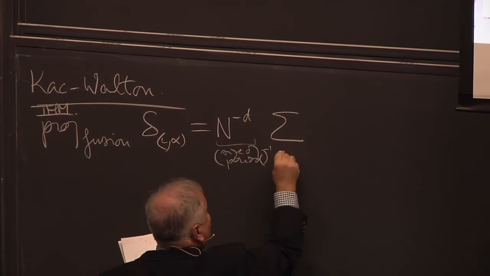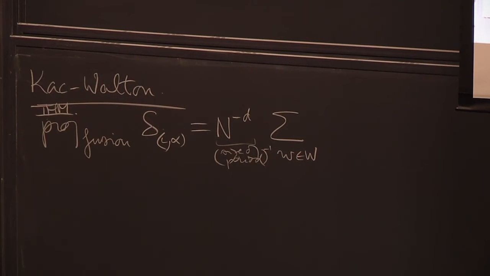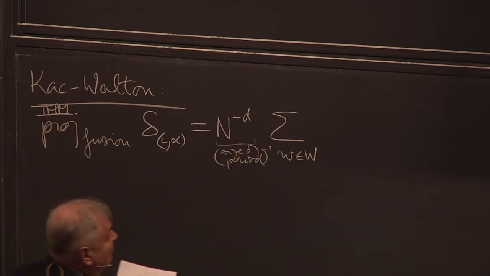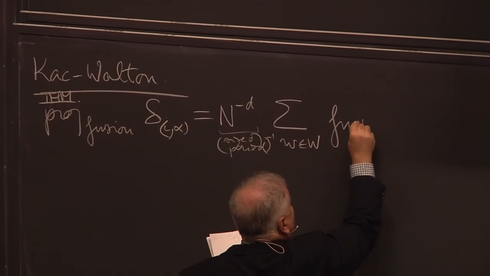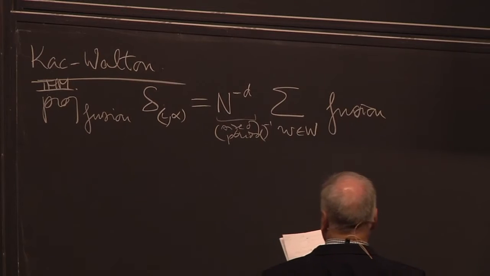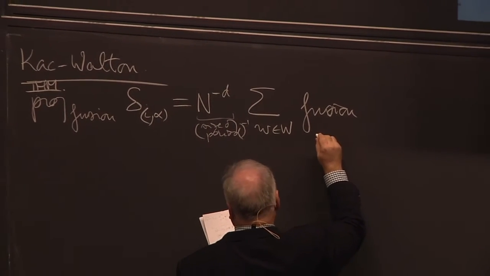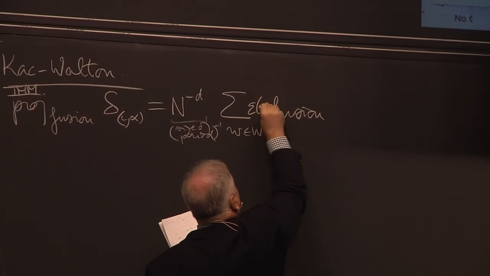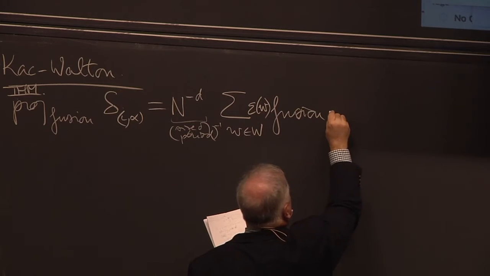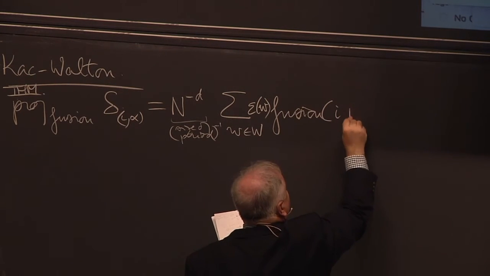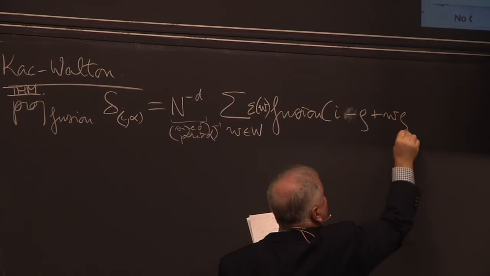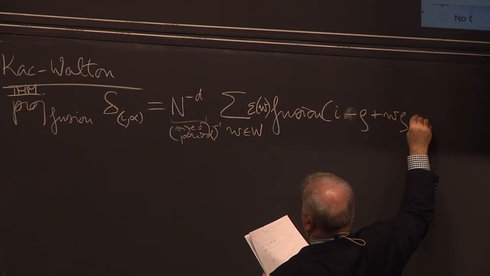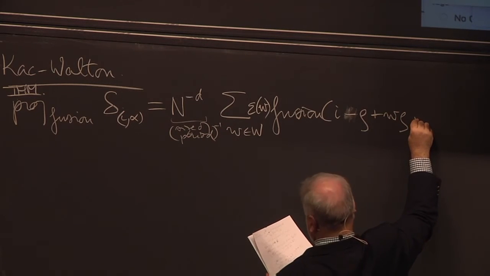times a sum over the Weyl group. And I'm going to lift a little bit the screen here. The sum over the Weyl group of, and here there's a sign, epsilon of W, that's the sign of W, the fusion of I plus rho, I, let's say, minus rho plus W rho, alpha.